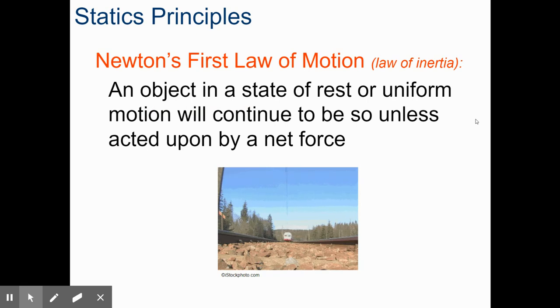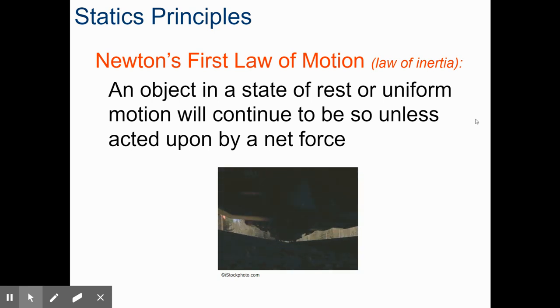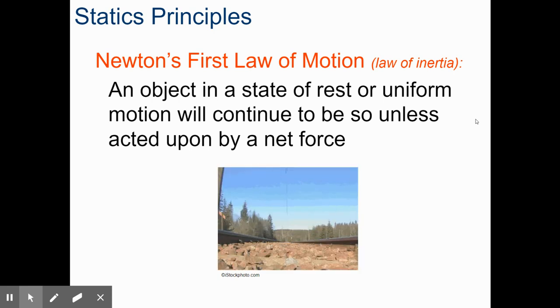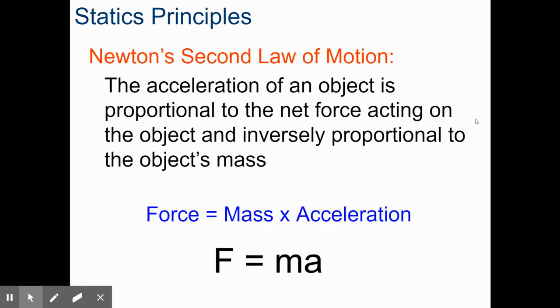So, Newton's first law of motion, the law of inertia: an object in a state of rest or uniform motion will continue to be so unless acted upon by a net force. Okay, so this is very important for structures and things of that nature.